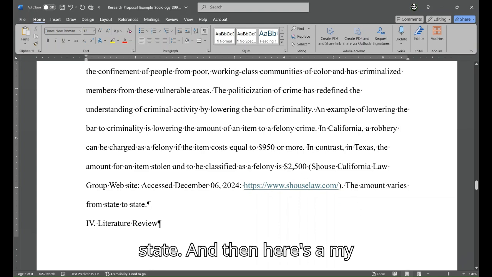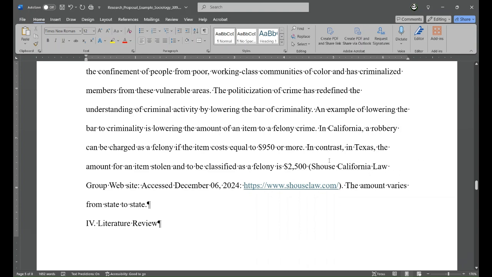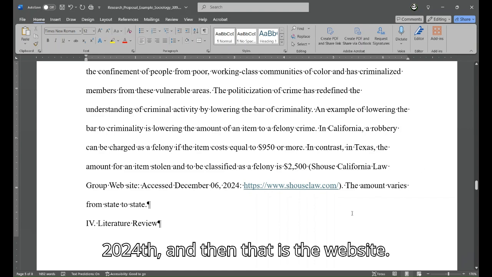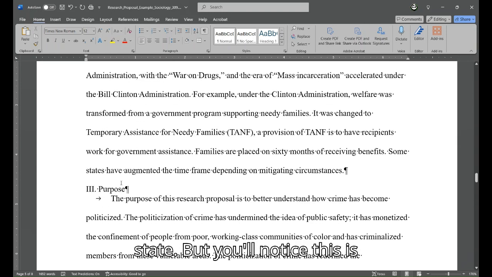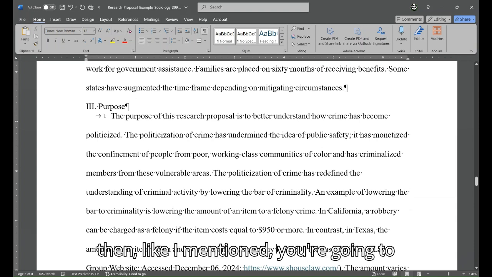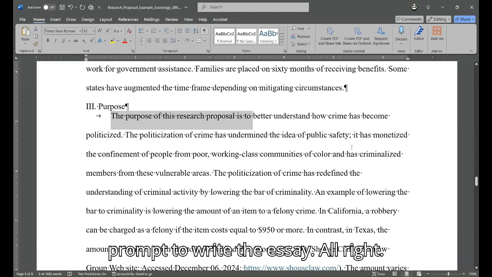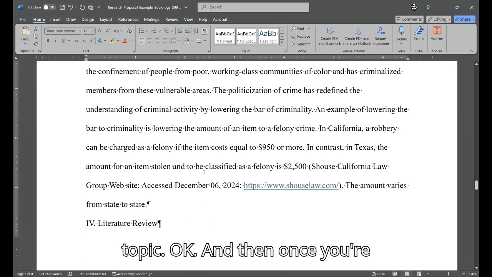And then here's my in-text parenthetical citation: I accessed this information from the Southern California Law Group website, accessed December 6, 2024, and then that is the website. And the amount varies from state to state. All right, but you'll notice this is just one paragraph. Okay, and then, like I mentioned, you're going to copy this from the handout or the prompt to write the essay. All right, and then everything else is just your understanding of your particular topic.